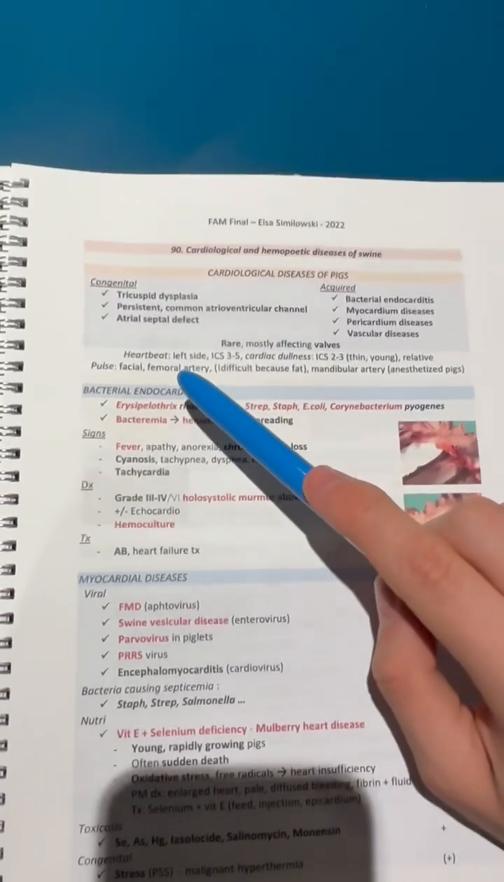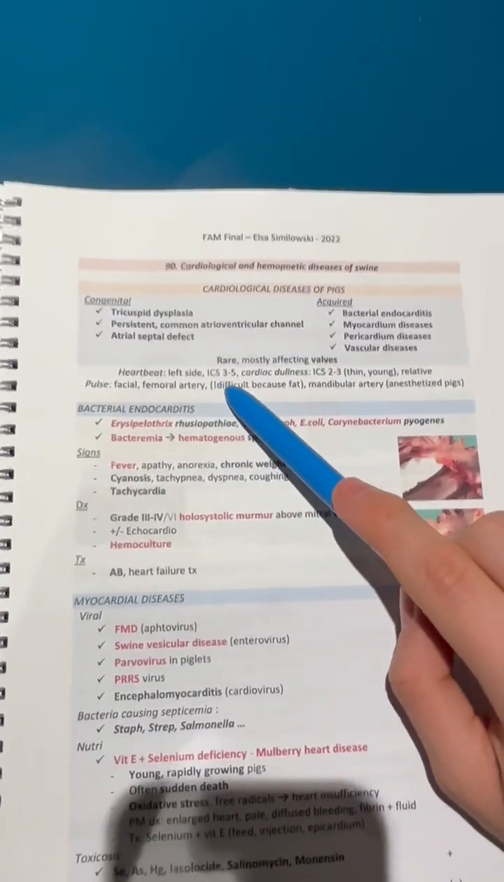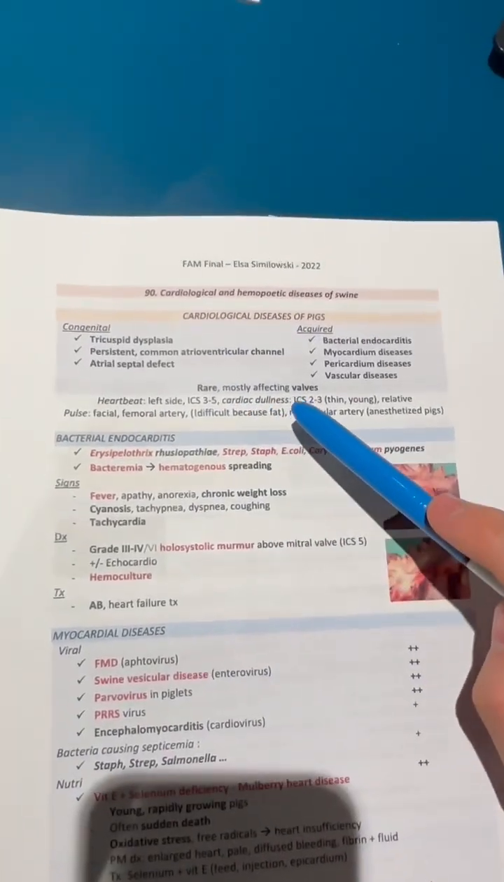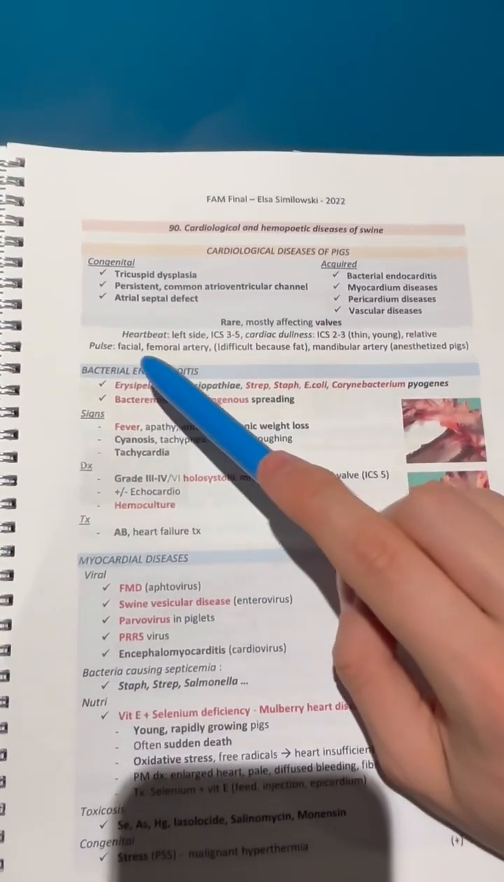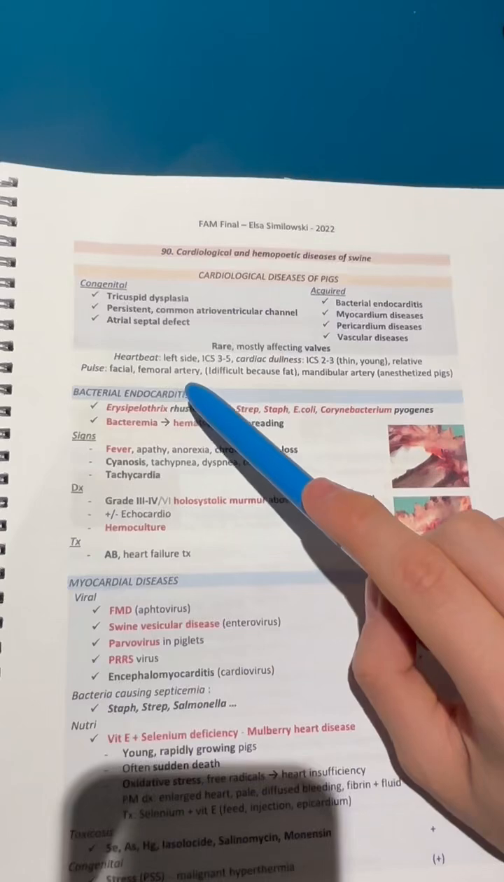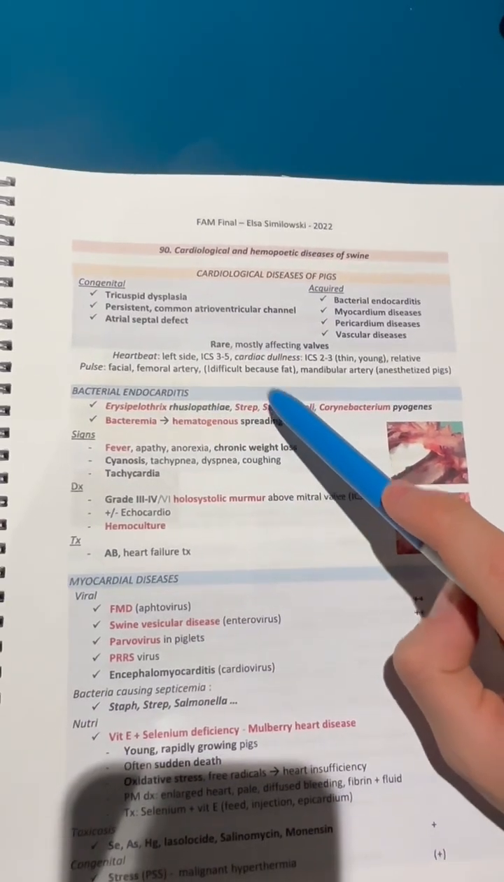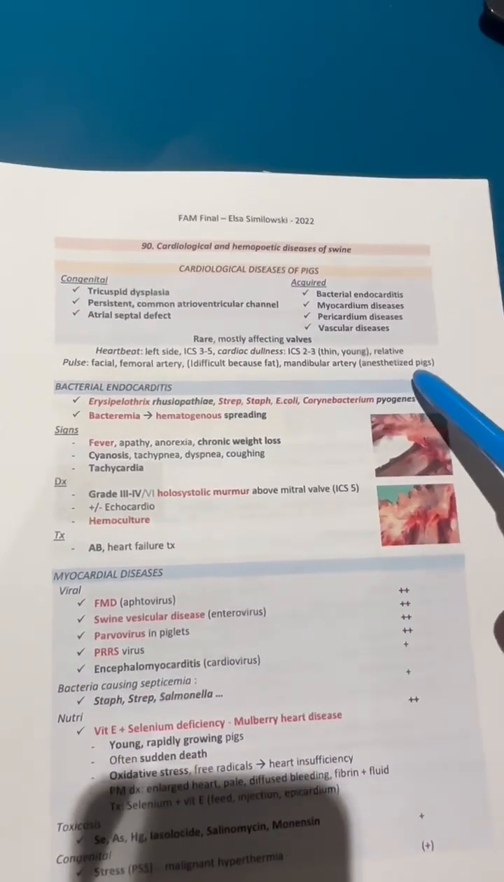The heartbeat is on the left side between intercostal space 3 and 5. Cardiac dullness is in between intercostal space 2 and 3 in thin and young animals. The pulse, we can feel it on the facial and femoral arteries. This is difficult because the animals are so fat, and the mandibular artery is used for anesthesia.